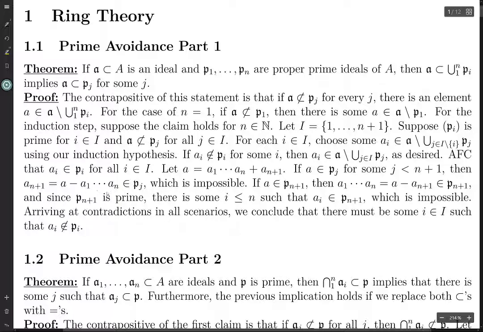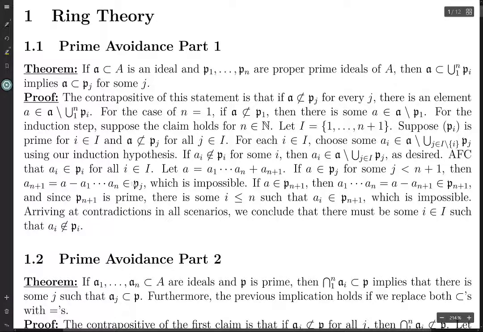Why is this product in PJ? So if j is less than n plus 1, do we have to do this case of j equals 2 separately here? Let me think about this. No, we don't, because j is strictly less than n plus 1.